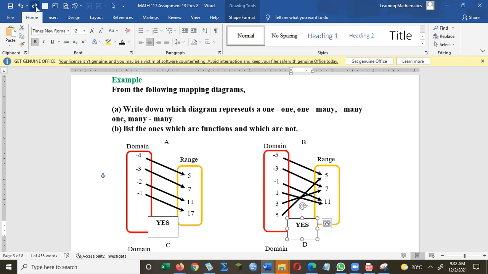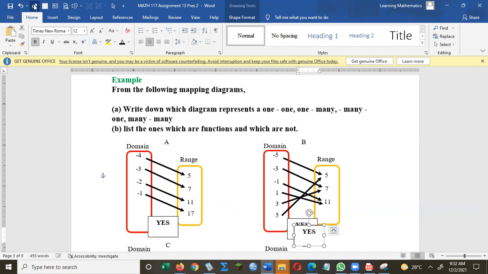What about the other one? Is this a function? Let's look at the domains. -5, one arrow, -3, one arrow, -1, one arrow, 1, one arrow, 3, one arrow, 5, one arrow. So yes, this is a function because every domain only maps onto one range. And if you notice, even though the 5 and the -5 go into the same number, they call that a many-to-one. Okay, so it is a function because every domain maps only onto one range.